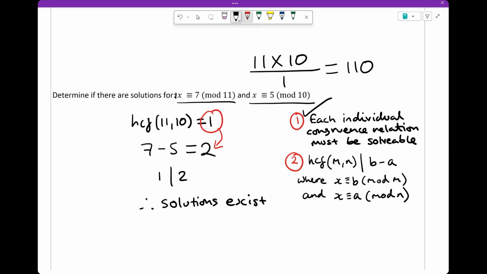And of course, the dividing by 1 is redundant, because if you divide by 1, you're not going to change the value of the numerator. So essentially what we've determined is that if our mods are co-prime, so if they have a highest common factor of 1, then the mod of our answer will just be the product of the initial mods, which in this case is the 110.